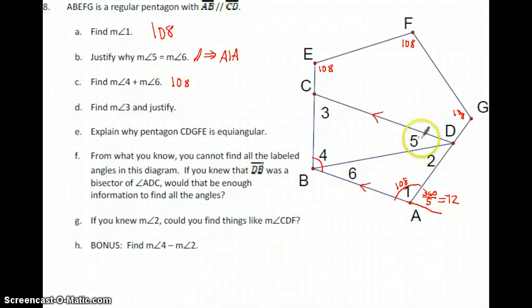Find 3 and justify. Well, 3 here is part of this same side interior situation with CD and BA. It's same side interior with this 108 I just found down here. So this has to be 72 because parallel lines imply that the same side interior angles are supplementary. So this is 72. Great. So hey, if that's 72, this is 108 I'm talking about here, the next question. And you can also say that's 108 because it's corresponding with 4 and 6. And this angle here with the D in it, CDG, that's corresponding with the 108 down here.